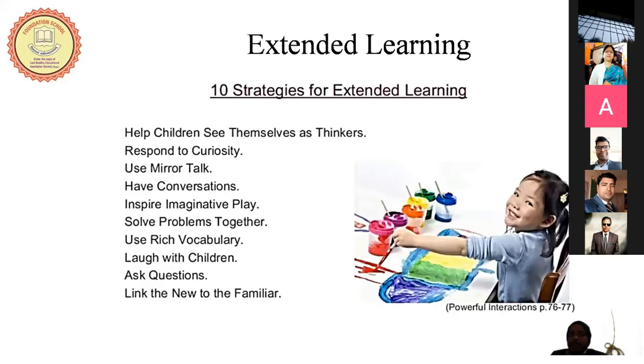And then after that, how will learning be extended among the children? There are 10 strategies given here. Help children see themselves as thinkers. Let the child think. Let him explore as much as he can. We just have to provide an open question to the students and let them research how they think about it.